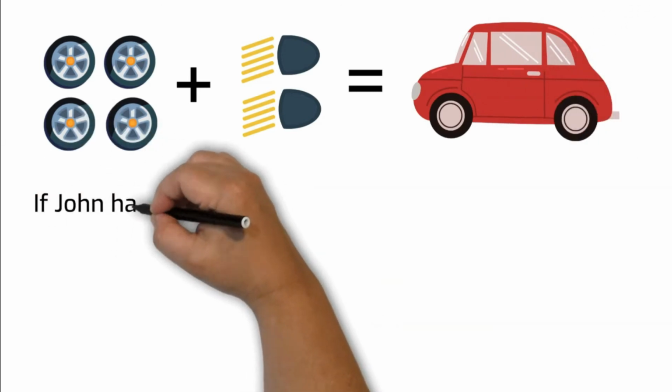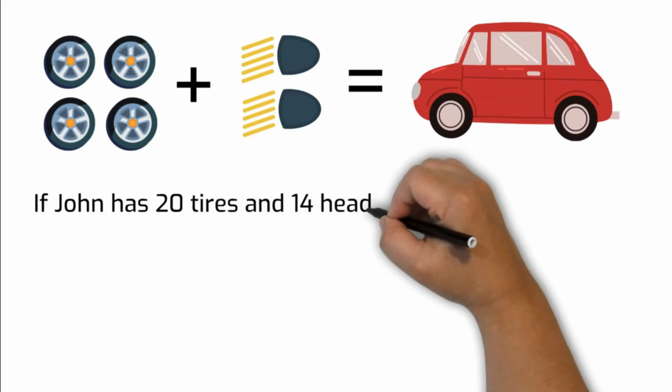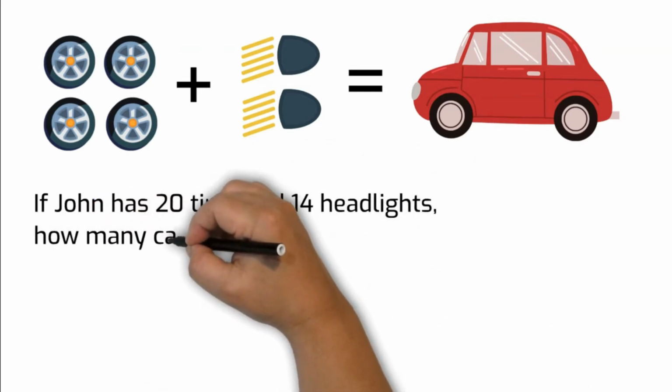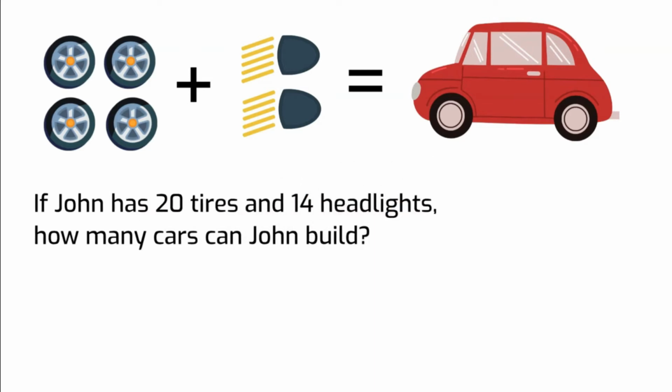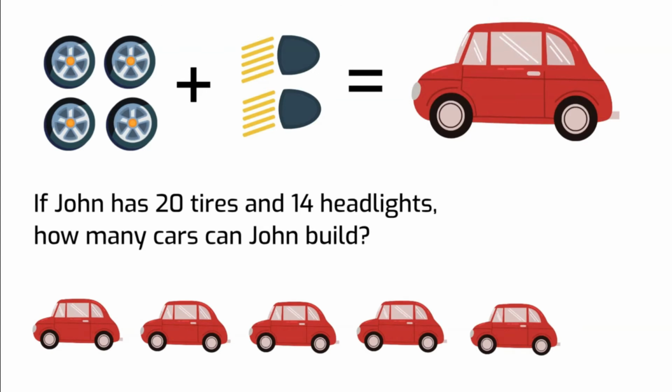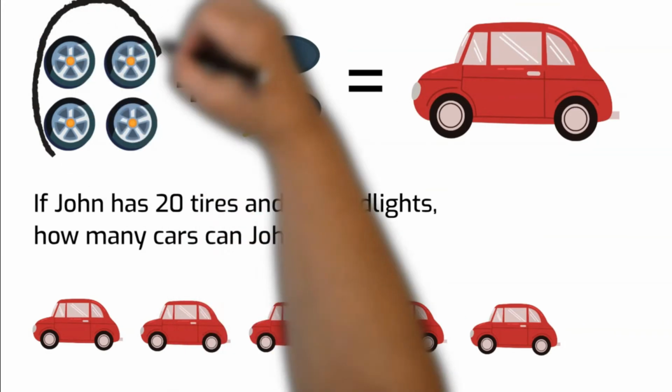If John has 20 tires and 14 headlights, how many cars can John build? With 20 tires, 5 cars can be produced since there are 4 tires to a car. With 14 headlights, 7 cars can be made since only 2 headlights are needed per car. Even though more cars can be made from the 14 headlights available, it's only possible to make 5 full cars because of the limited number of tires available. In this case, we have a surplus of headlights while the tires are the limiting reagent.